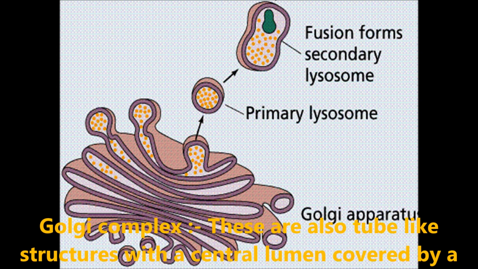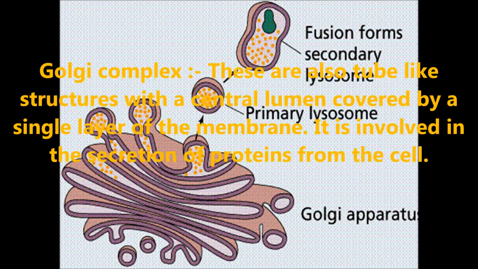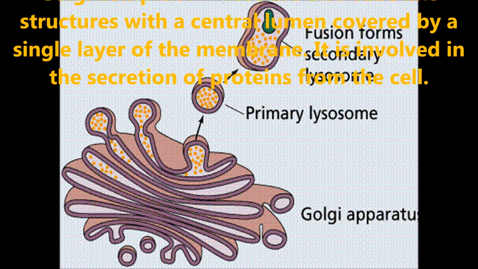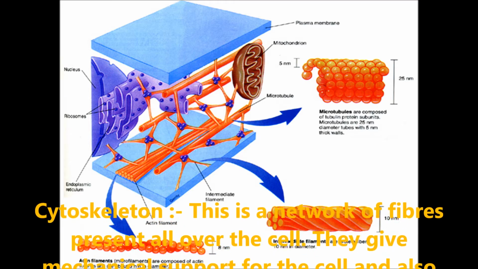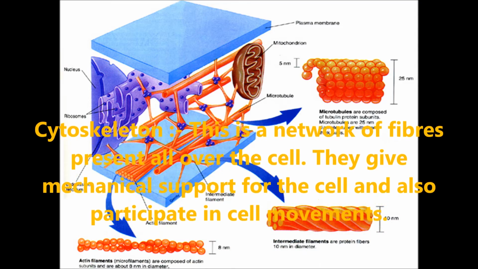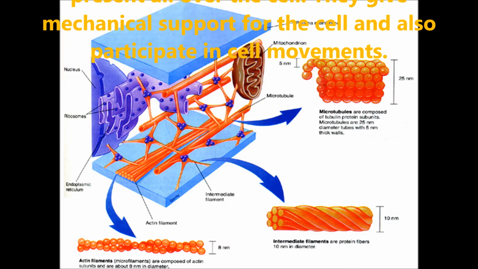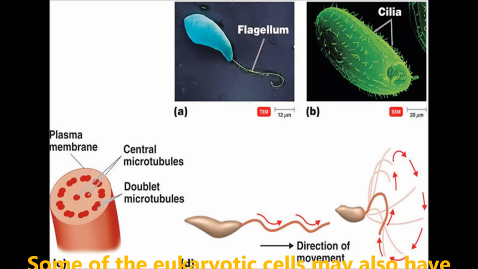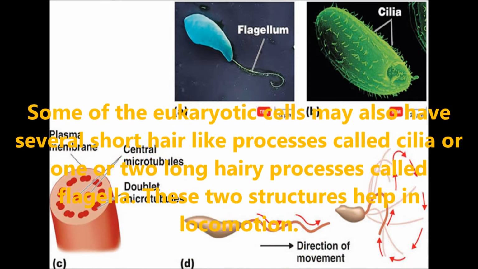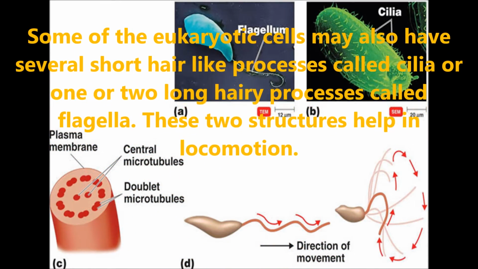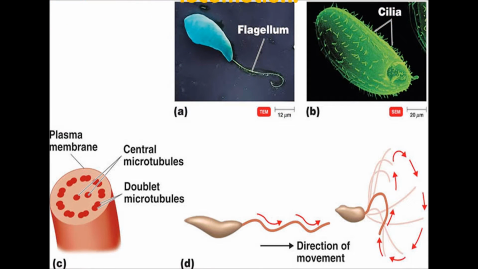Golgi complex. These are also tube-like structures with a central lumen covered by a single layer of membrane. It is involved in the secretion of proteins from the cell. Cytoskeleton. This is a network of fibers present all over the cell. They give mechanical support for the cell and also participate in cell movement. Some of the eukaryotic cells may also have several short hair-like processes called cilia. One or two long hair-like processes are called flagella. These two structures help in locomotion.